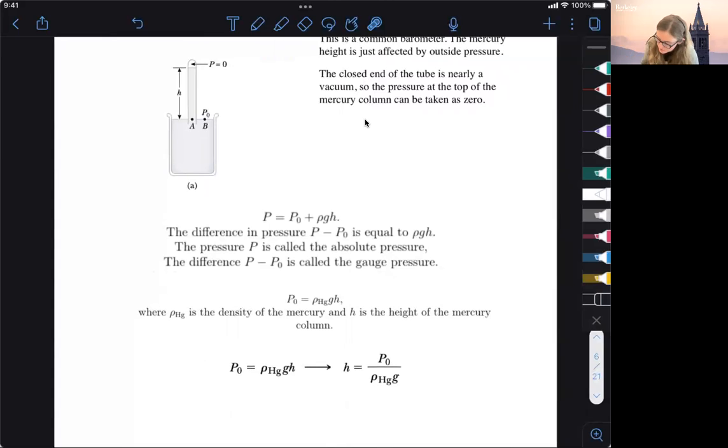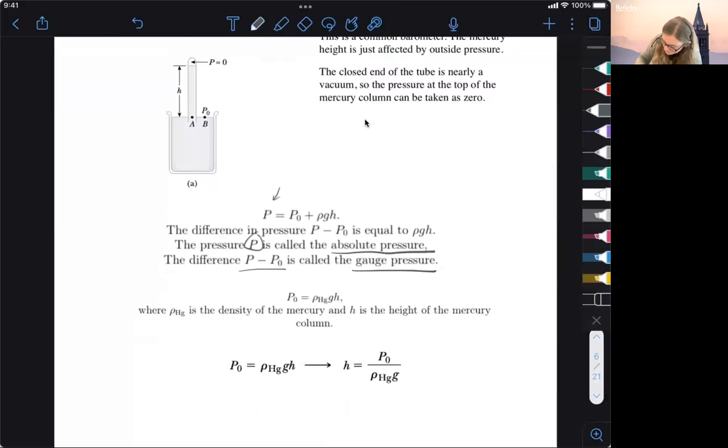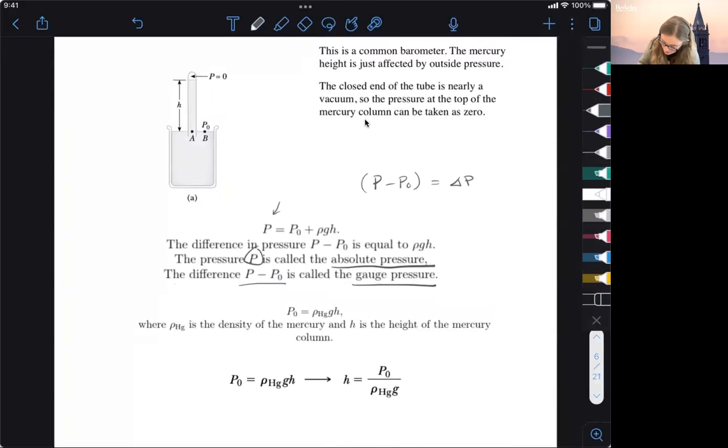There are two different terms in a problem when they ask you to find pressure. They might ask you for the absolute pressure or the gauge pressure. The absolute pressure is this P value here, and the gauge pressure is the difference, P minus P naught, okay? We could say this is this delta P. So for example, in this case, the P naught would be equal to this rho g h for mercury, where the density is that of mercury, which is the fluid being displaced upwards, okay?